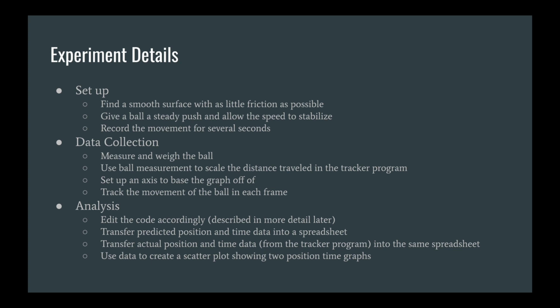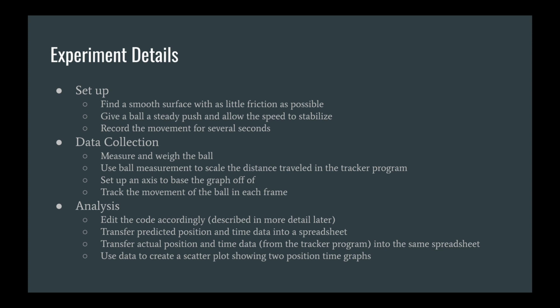My experimental setup consisted of first finding a smooth surface with as little friction as possible, pushing the ball, and then recording the movement while it was at its most constant speed. I collected my data using the Tracker program. I weighed the tennis ball I used, and I also measured the diameter so I could calculate the distance the ball traveled in Tracker. I also lined up the axis to be in line with the table and set the origin of the ball's starting position.